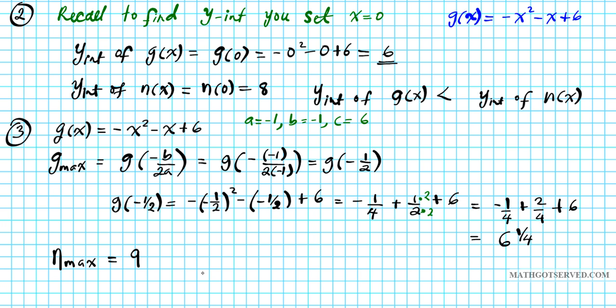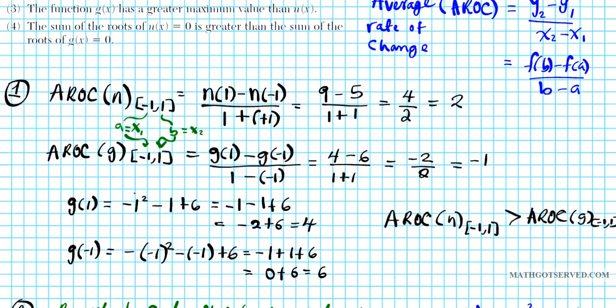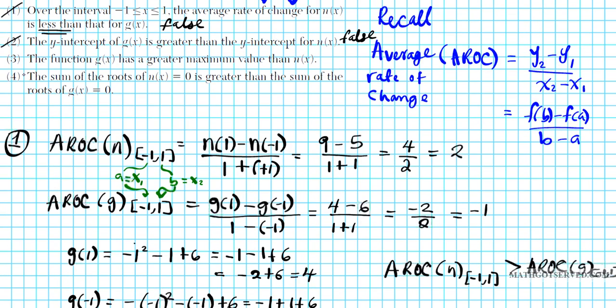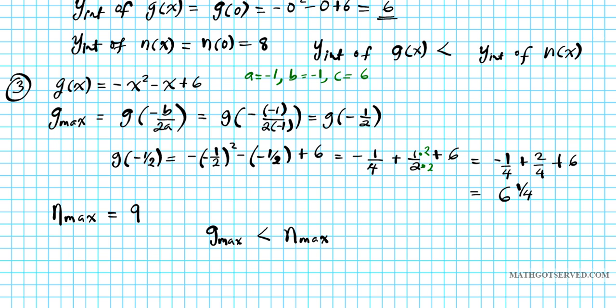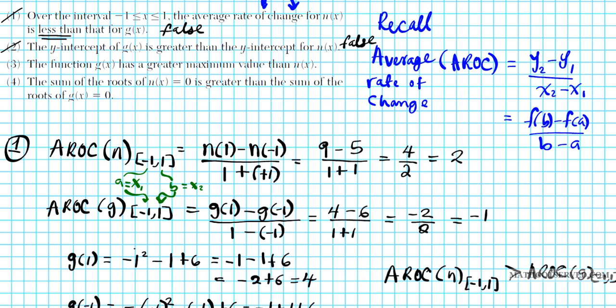What does this tell us? Conclusion is that G max is what? 6¼ is less than N max, which is 9. Okay? What does the statement say? It says G max is greater than N. Is that what we got? We have G max is less. So that means statement number 3 is false.